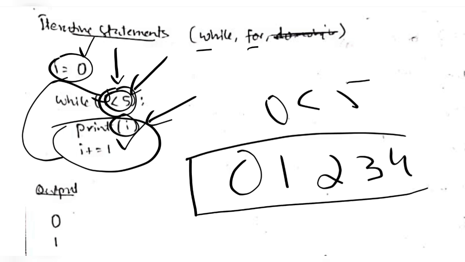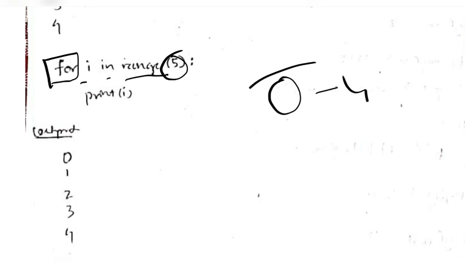Okay, so 0, 1, 2, 3, 4 will be printed. And we can use the same thing for the for loop also. This is the syntax: for i in range(5). Range 5 means 0 to 4. It will print those values from 0 to 4.